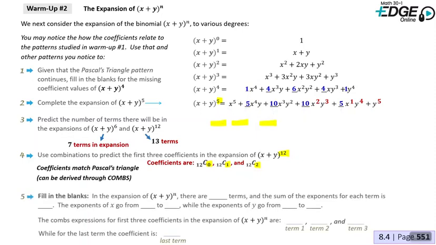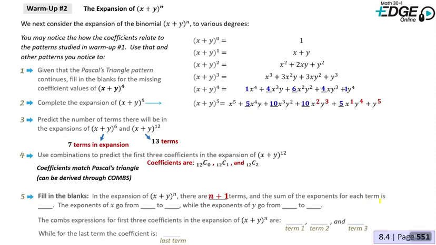Here we'll just leave them as 12 choose 0, 1, and 2. Okay, here's an expression we're going to fill in, or fill in the blanks we're going to complete together. In the expansion of x plus y to the n, there are how many terms? Remember, when we had n of 6, we had 7 terms. When we had n of 12, we had 13 terms. So in general, when our power is n, we have one more than that for terms. So we have n plus 1 terms.